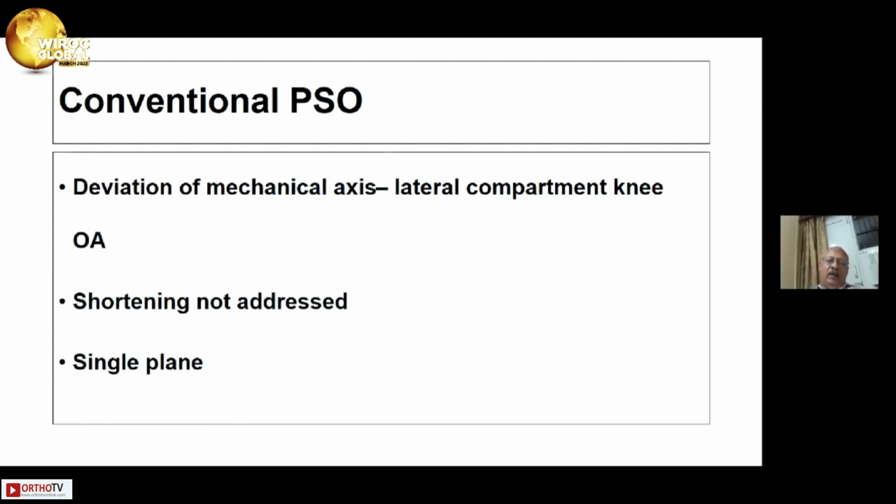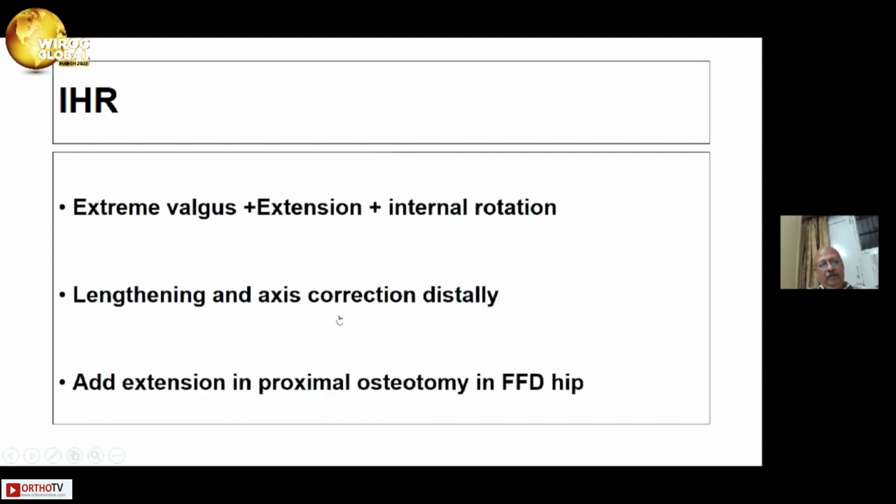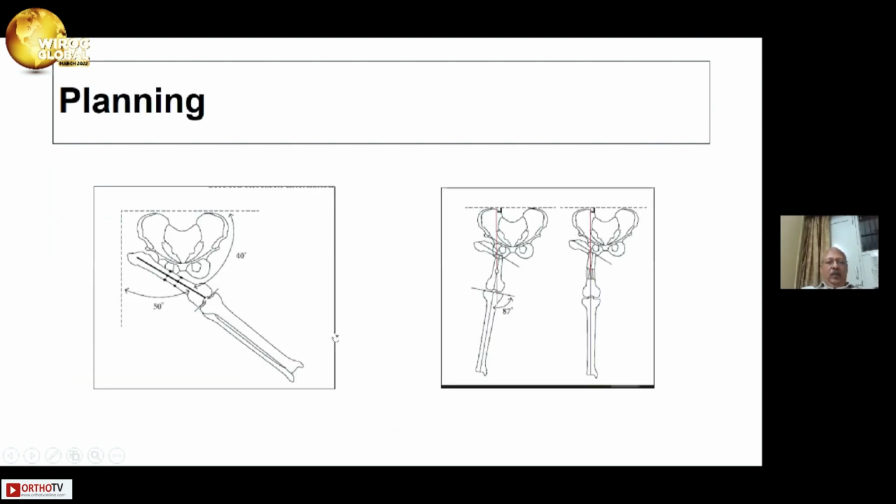And if you don't do that, there is a lateral axis deviation at the knee, leading to lateral compartment osteoarthritis at a later stage. And in conventional PSO, the shortening is also not addressed. In Ilizarov hip reconstruction, there is extreme valgus, extension and a bit of internal rotation. The lengthening and axis correction is done distally by a lengthening and varus osteotomy. And if there is a fixed flexion deformity, you add extension at the proximal osteotomy site.